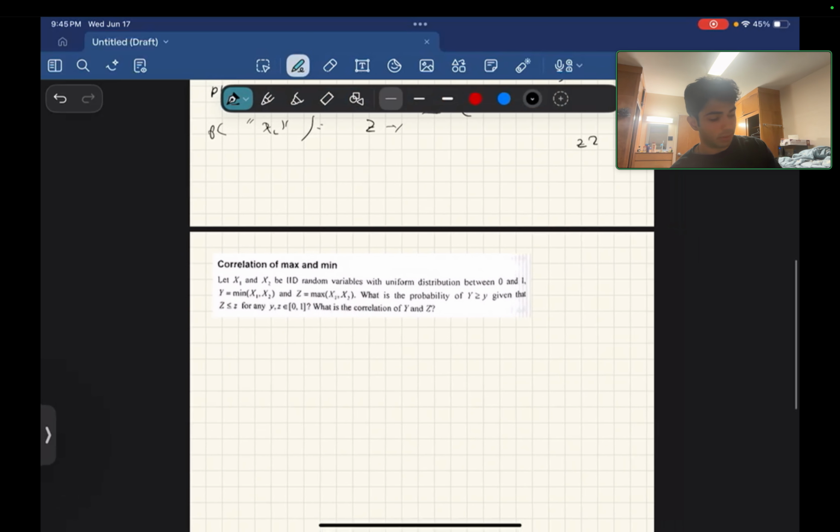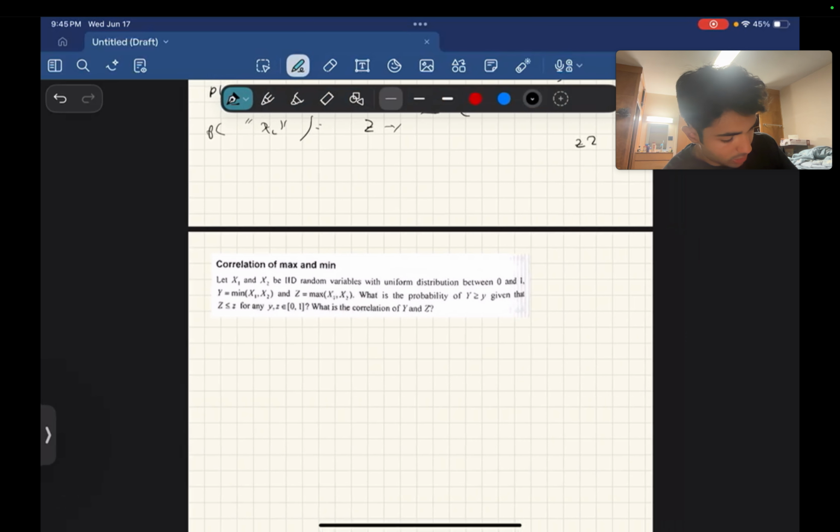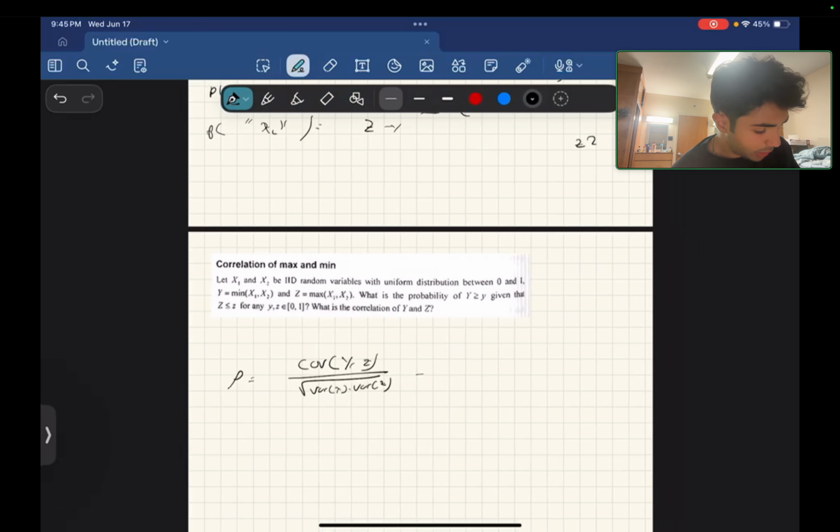So correlation will be, this is the correlation coefficient, it will be the covariance of y and z over the square root of the variance of y times the variance of z. Okay. So covariance of yz is the expected value of yz minus the expected value of y times the expected value of z.